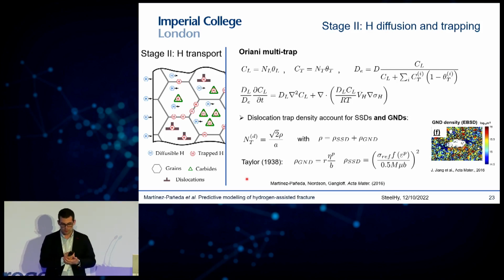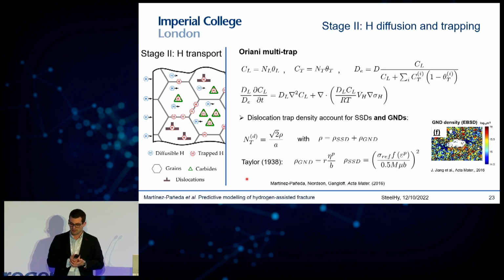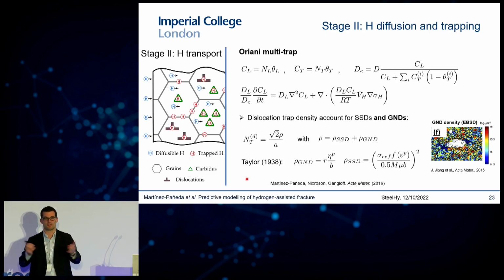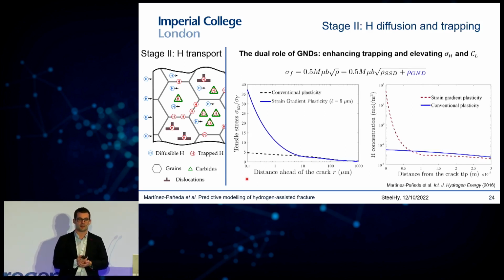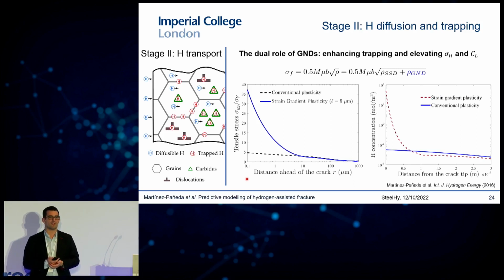And this goes back to my work with Rick Gangloff in 2016, but I thought it was a very important point to emphasize because experiments have consistently shown that GNDs dominate material behavior near crack tips and inclusions. So if you really want to have a sensible estimate of trap density, you must account for this. And GNDs are not only important to estimate precisely the trap density, but also because they act as obstacles to the movement of other dislocations, so they elevate the stresses as we see in indentation and in many other microscale experiments.